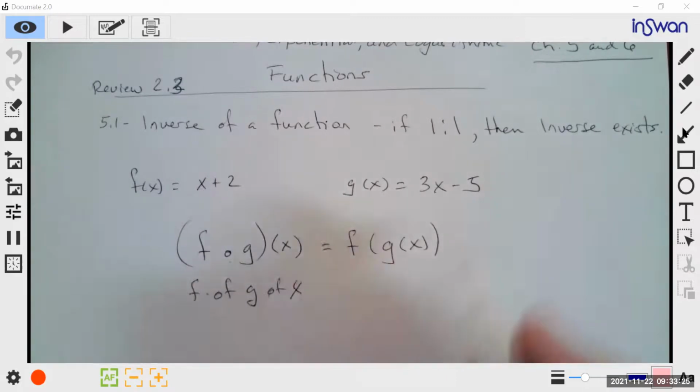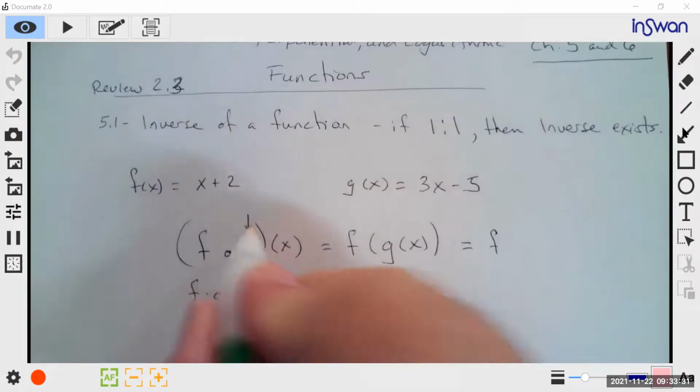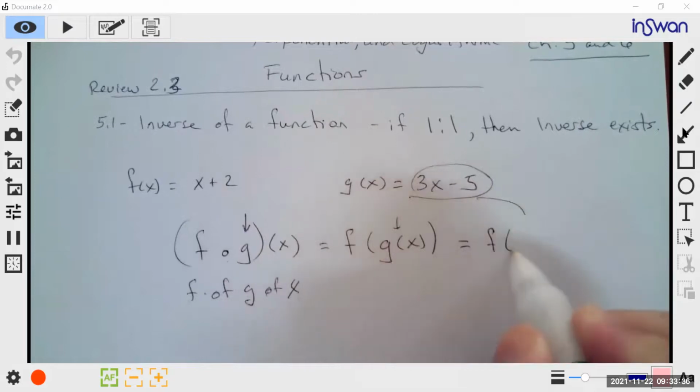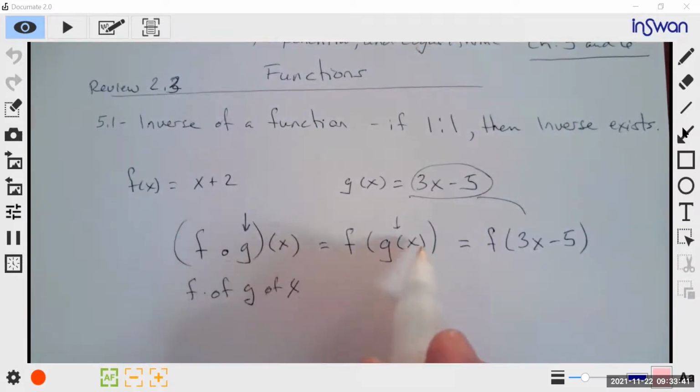So the way you simplify this, first off, whatever's on the right-hand side or inside the parentheses, put that in first. Just the equation, because we don't know what x is. It's just a variable. So we know that g of x is this entire equation here. So I put that in place of g of x. Now what that means is whatever's inside the parentheses of my function f, whatever x is, I put 3x minus 5.